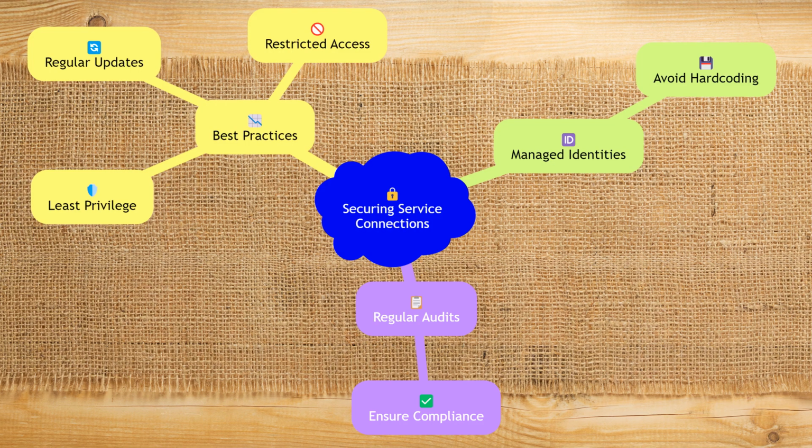To ensure the security of your service connections, follow best practices such as using least privilege principles, regularly updating credentials, and restricting access to only those who need it. Additionally, use managed identities where possible to avoid hard-coding credentials. Regularly audit your service connections to ensure compliance with your organization's security policies.